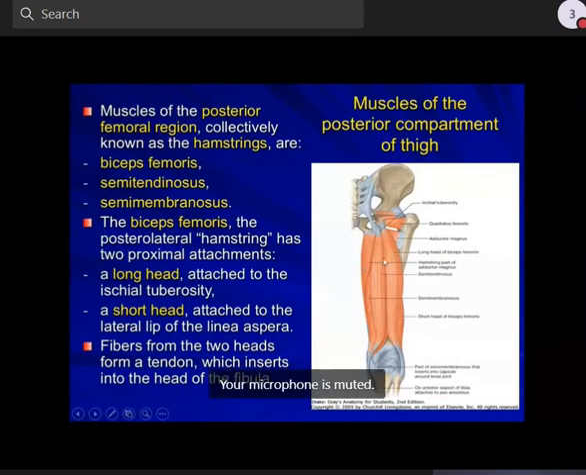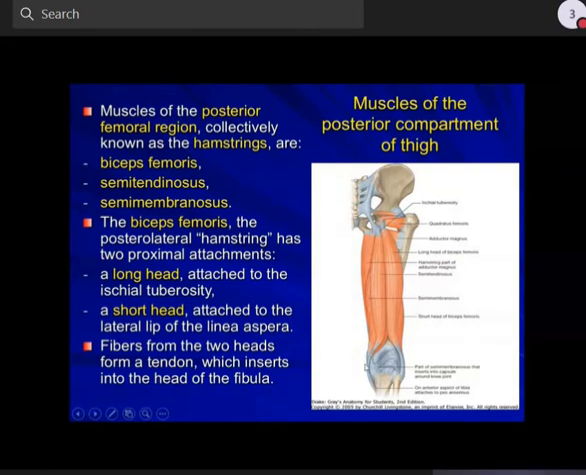What's the function of all hamstrings? Acting from below, they extend the hip. So, while standing, they extend the hip and pelvis. If the pelvis is stabilized, they flex the knee joint.